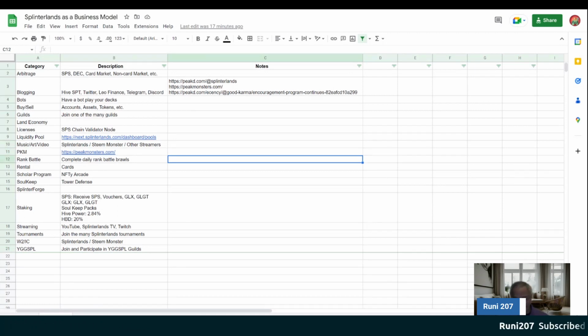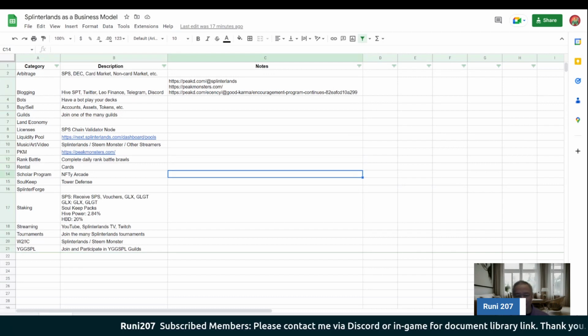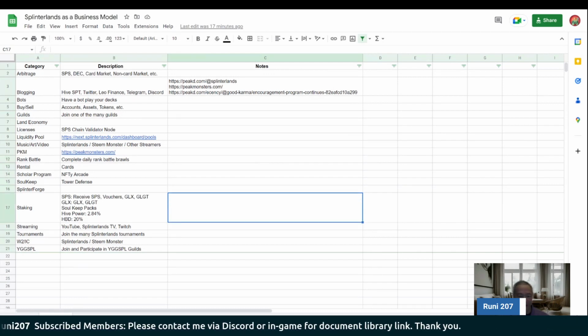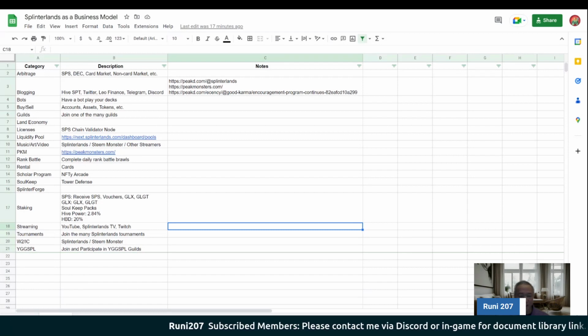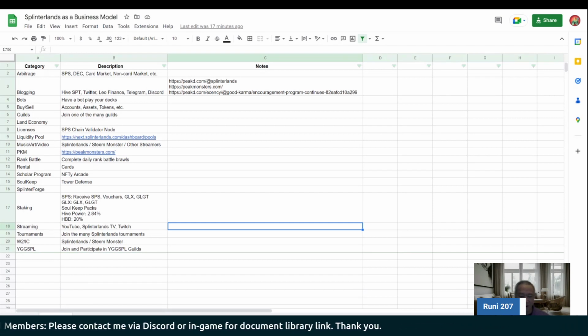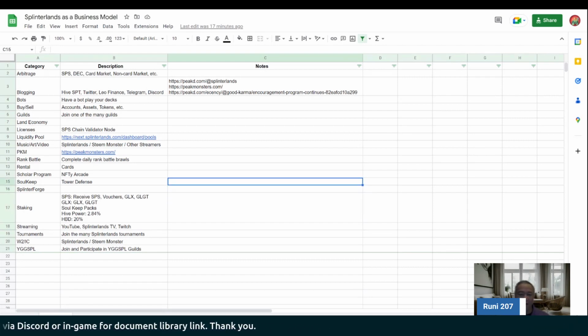You can earn through rank battles. You can even extend them once the Soulkeep game goes live. You can play that, and you can stake your assets, and if you stake SPS, you'll get the GLX, the GLGT token as well. You can participate as a streamer on their Switch TV. You can do tournaments. You can work for Splinterlands. You can join guilds that give you tokens, like YGG and YGG SPL.